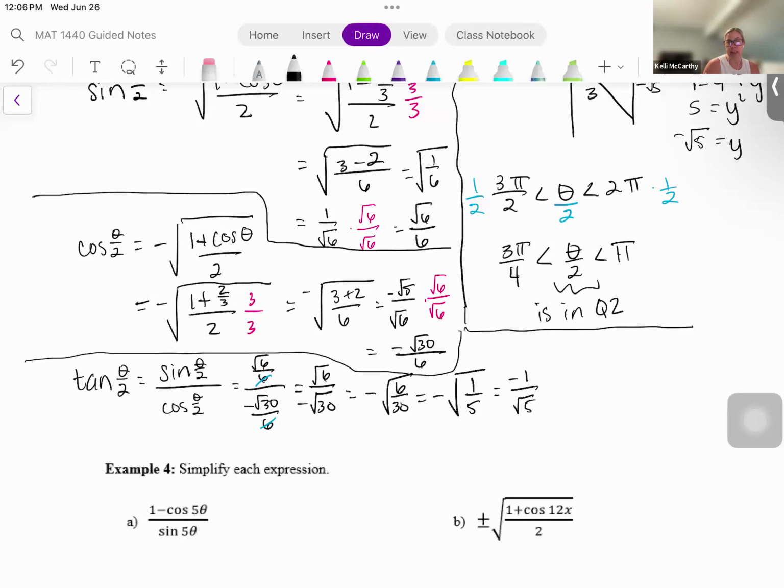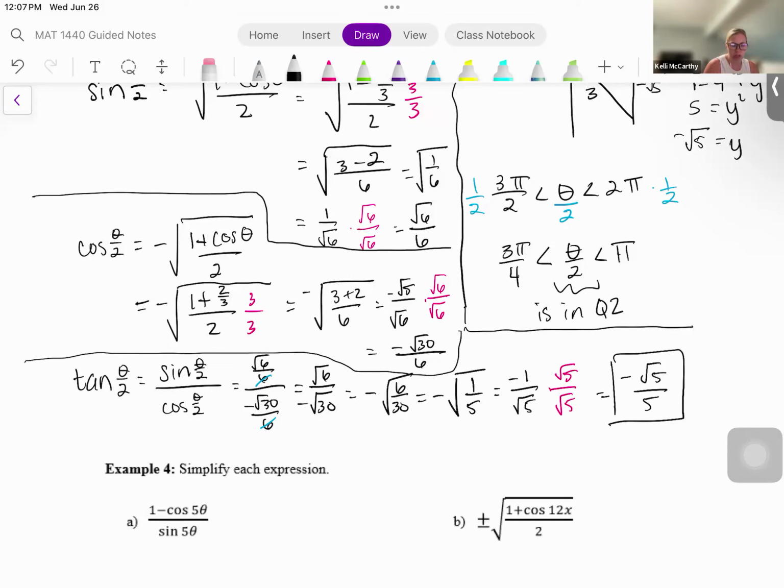We can simplify this to negative 1 over the square root of 5, just simplifying the square root of 1 in the numerator, making sure we keep that factor of negative 1, and multiplying by the square root of 5 over the square root of 5. We get negative square root of 5 over 5 for tangent of theta over 2.